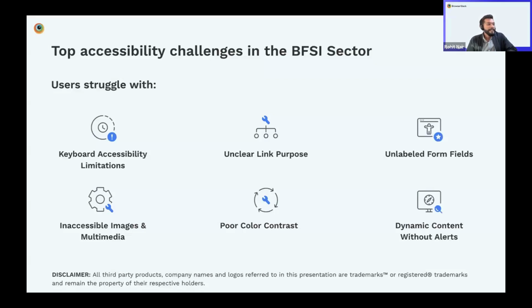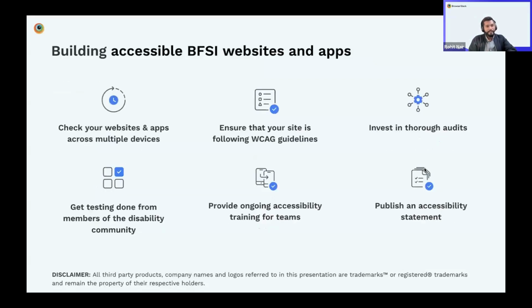Yeah, I think this is the point where we can look at what building accessible content, accessible websites, and mobile apps looks like. What would be the top key things that organizations can look at when they are building an accessible website or mobile app?